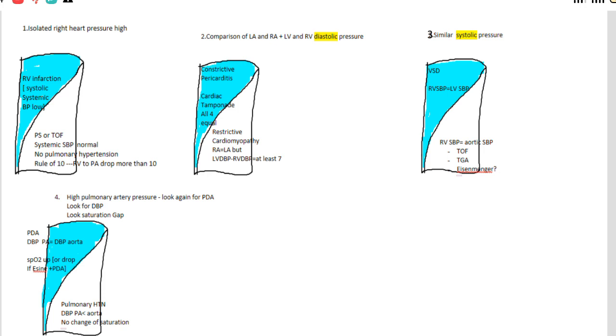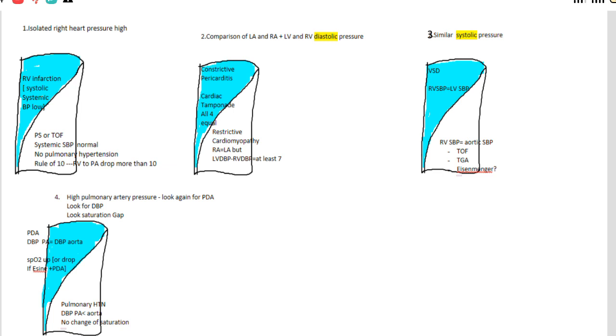So right ventricular infarction, although they are having high pressure in the right side, isolated high right side pressure, they are having systemic systolic blood pressure as a very low value. Okay, so that is the difference here. That's the point to remember.